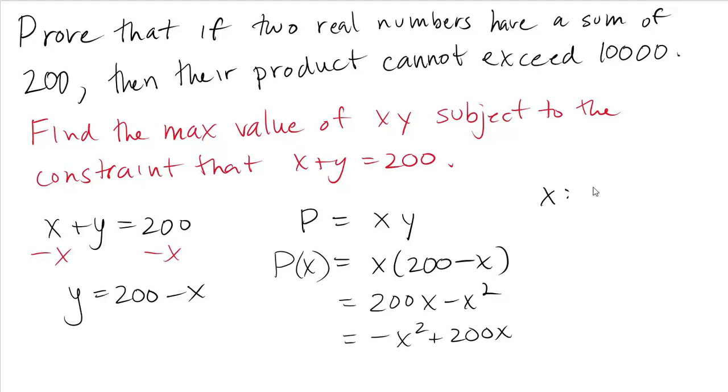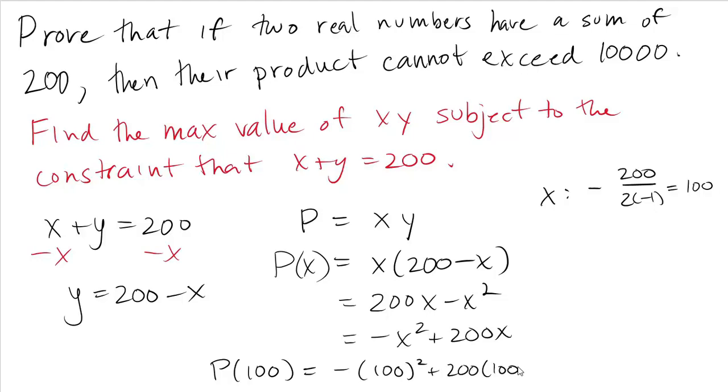So the x value we're looking for is the opposite of 200 divided by 2 times negative 1. And that's the opposite of 200 divided by negative 2. That's 100. Now we plug 100 into the function. So we get the opposite of (100) squared. I put the parentheses there to make sure it's clear that we're squaring the 100, not negative 100. Plus 200 times 100. 100 squared is 10,000. The negation of that is negative 10,000. 200 times 100 is 20,000. And the sum of those two terms is 10,000. The maximum possible product is 10,000. Therefore, the product cannot exceed 10,000 because that's the max.